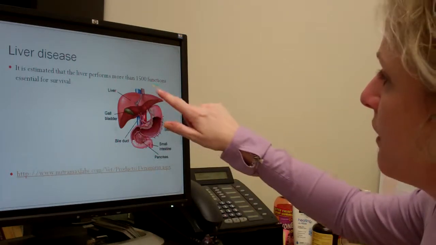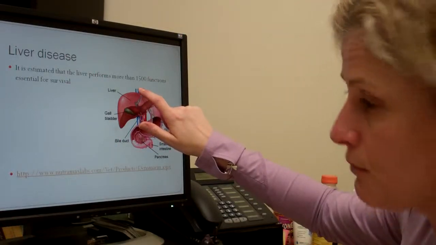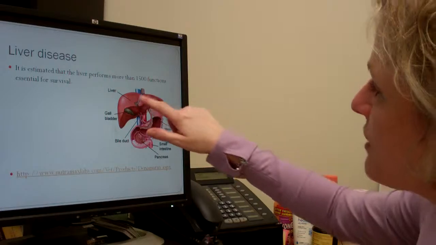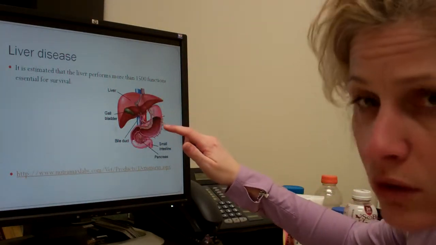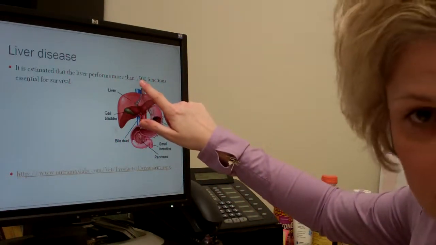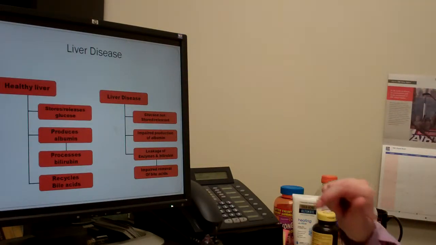You need your liver for 1,500 plus different functions for the body. It's essential for survival. You can donate a piece of your liver, but you can't donate the whole liver to somebody who needs it. But this is a very important organ. So here are some of the basic things that it does.